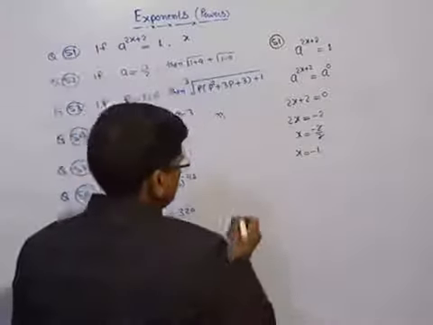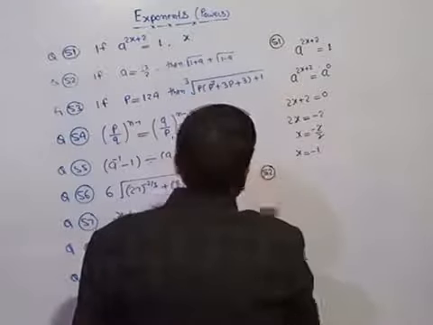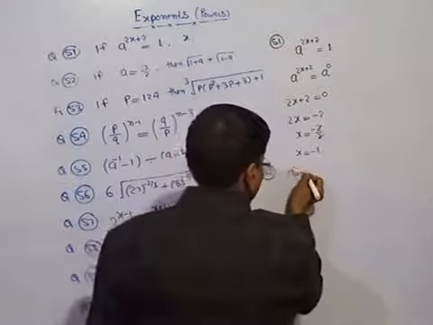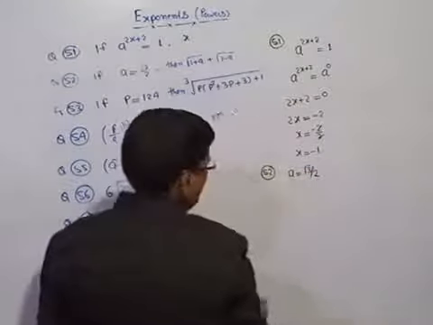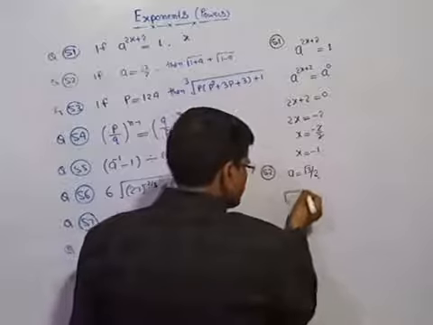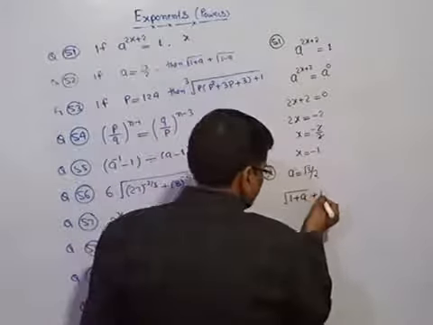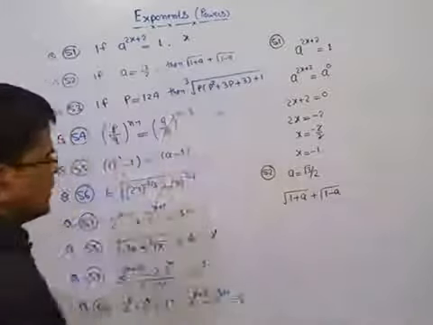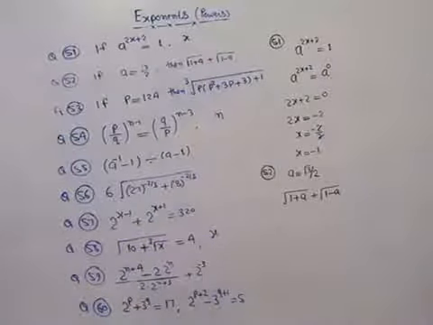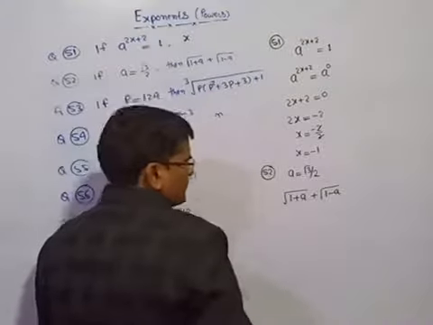Question number 52. Given the value of a equal to root 3 by 2, find the value of root 1 plus a plus root 1 minus a. We want to find the value of root 1 plus a plus root 1 minus a.